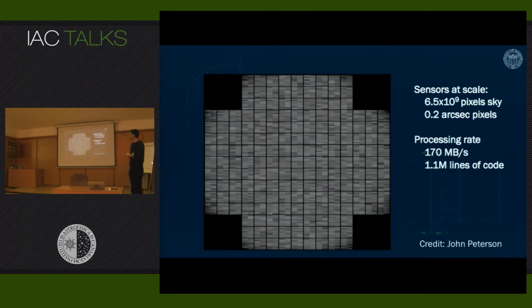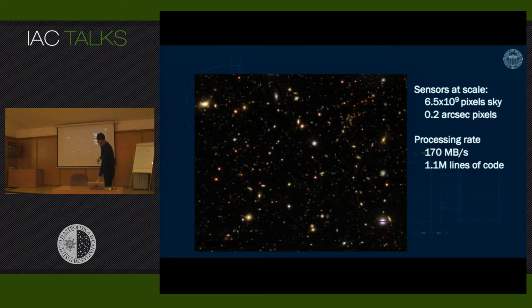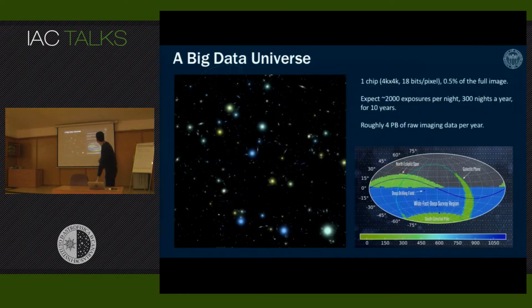But this is, I think, the interesting number. So remember, in the case of SDSS, we had about 4 megabytes per second of processing rate. Here we have 170 megabytes a second. So it went up more than a factor of 10. And the number of lines of code is 1.1 million. And actually, by the time we get to the finalized code base, that line of code count is going to go up to about 2.5 million. So we're getting to a place where we're now going to have, quote unquote, a big data universe.